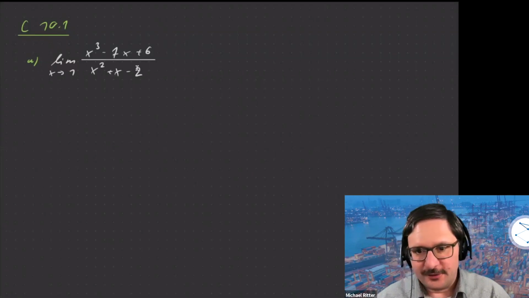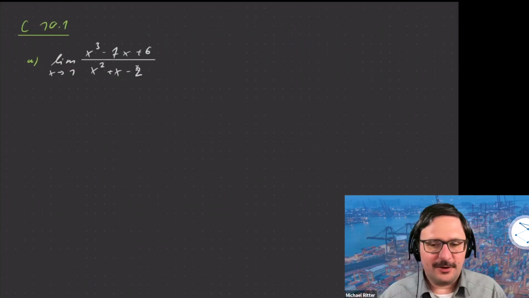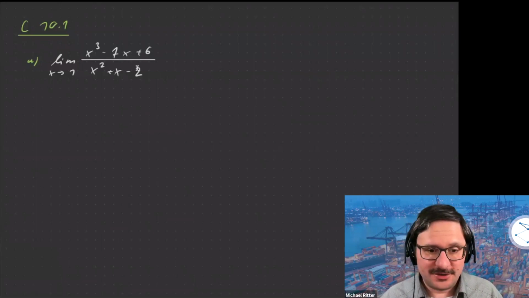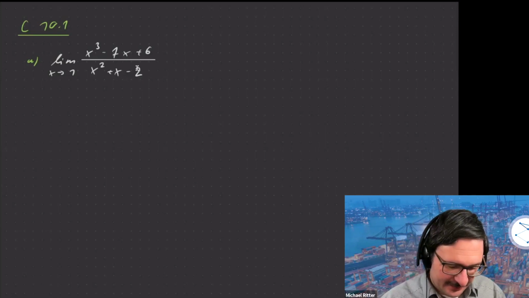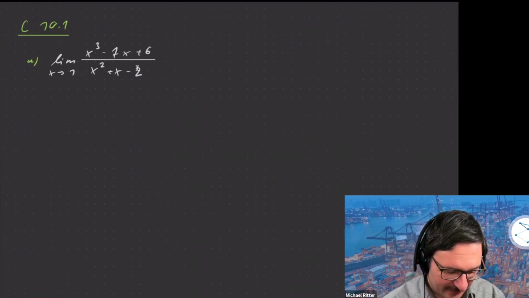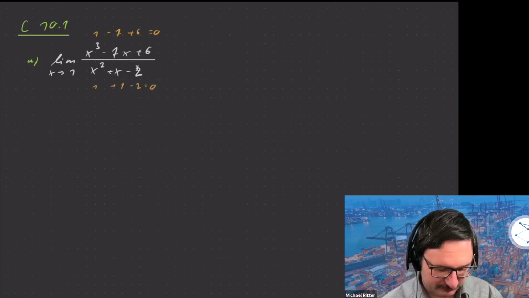Now, the first thing that you usually do if you want to compute a function limit is you just substitute that value for x and see what happens. If you have finite values in both numerator and the denominator does not happen to be 0, then you have your function value and you're fine. So in this case, if I substitute 1 for x, then what I get in the numerator is 1 minus 7 plus 6, so that is 0. And in the denominator, I get 1 plus 1 minus 2, which is also 0.